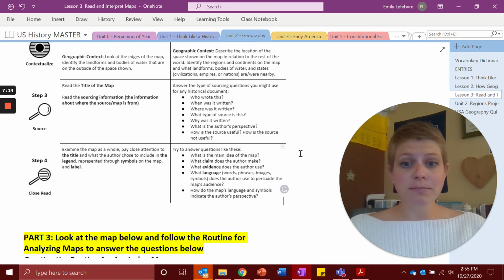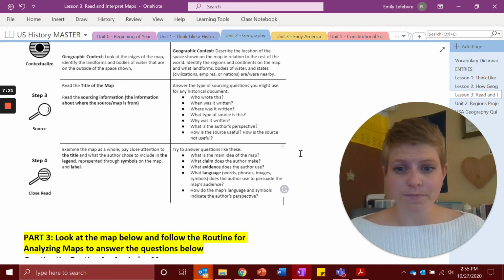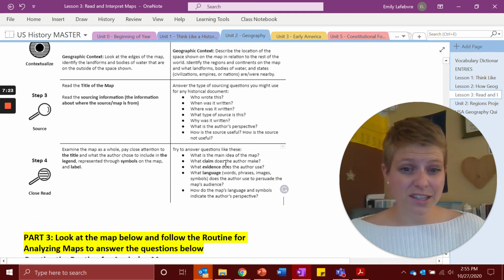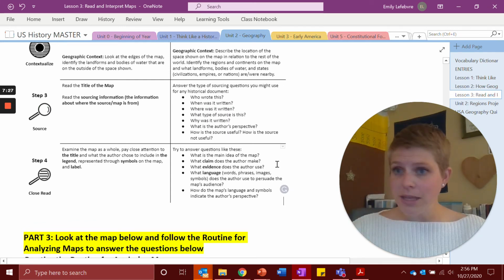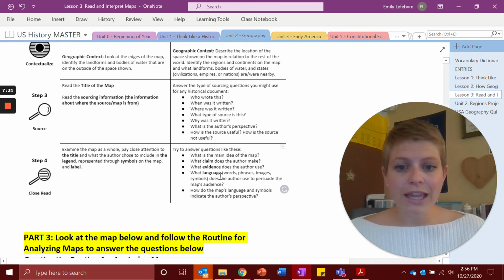Does this map have a job? Is it trying to convince you of something? Is it trying to show you something? What evidence does the author use? Right? Is there a lot of evidence that he puts into the map to show you what is happening? What language does the author use to persuade the map's audience?